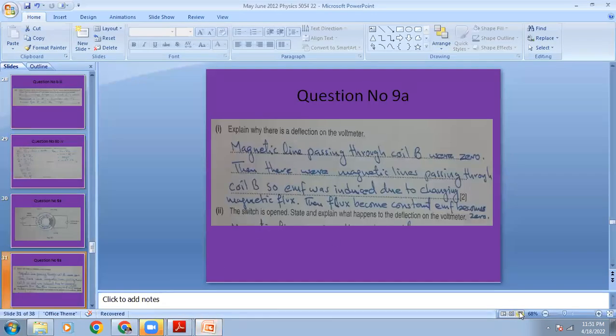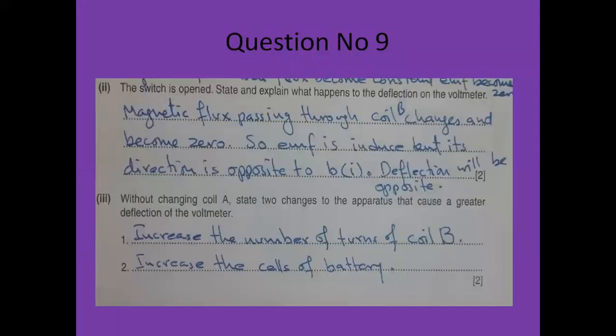So let me show you my written answer, and here we go. The magnetic flux passing through the coil B changes and becomes zero. So EMF is induced, but its direction is opposite to the first part. Deflection will be opposite. Deflection will be to the left side.